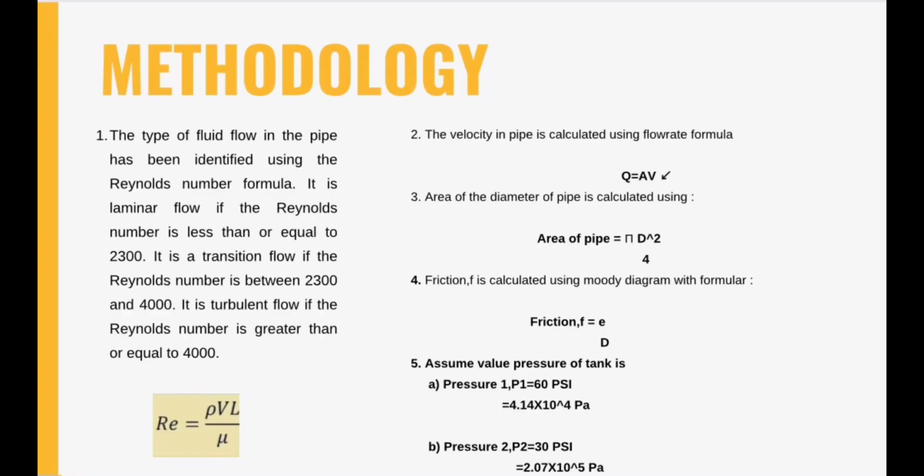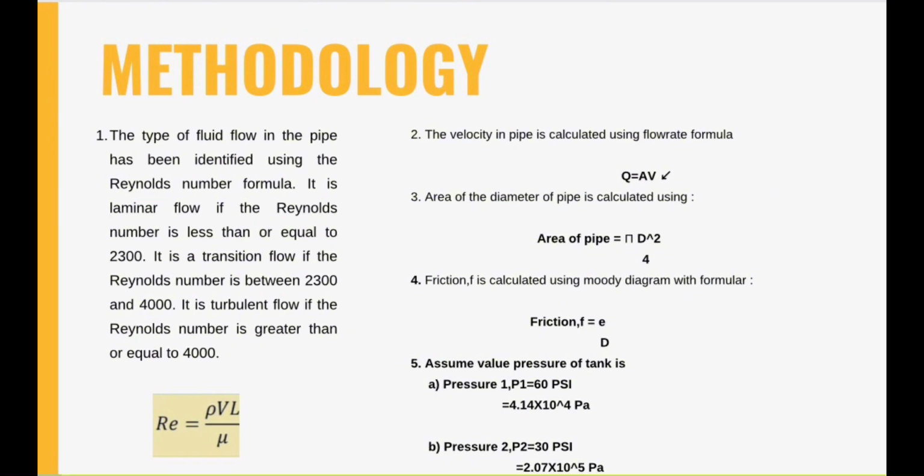infrastructure supporting this residential. Okay, I'm Aisya Binti Azman and I will continue about methodology. The type of fluid flow in the pipe has been identified using the Reynolds number formula. Laminar flow, if the Reynolds number is less than or equal to 2300. It is a transition flow if the Reynolds number is between 2300 and 4000. For turbulent flow, if the Reynolds number is greater than or equal to 4000. Okay, this is the formula for Reynolds number.